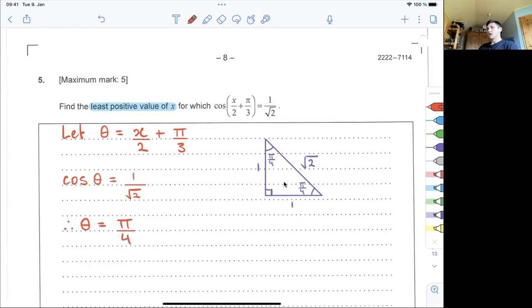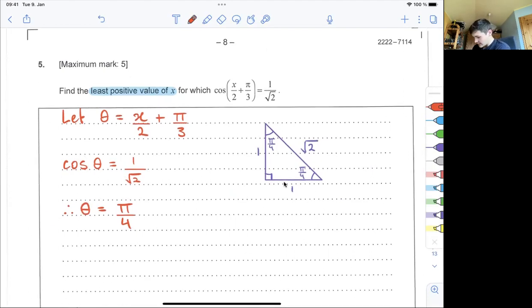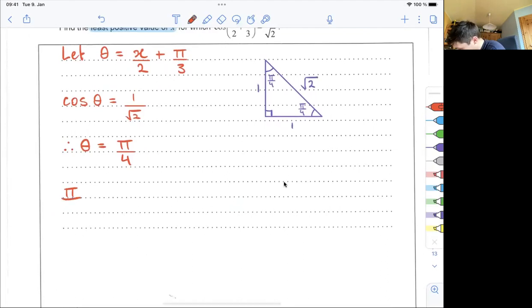Moving on from this, now we've got theta is equal to this and theta is equal to this. So we can say that pi over 4 is equal to x over 2 plus pi over 3. And if we rearrange this for x, x is going to equal pi over 4 minus pi over 3, and I've forgotten to times by 2, but we'll bring that in.